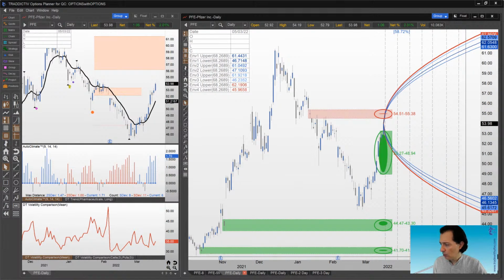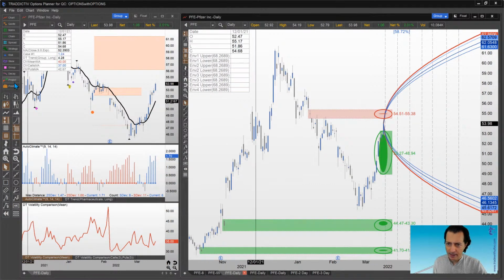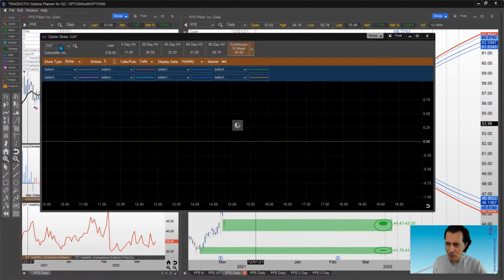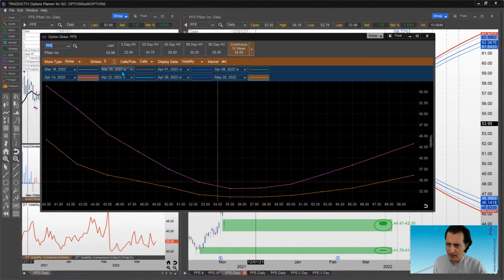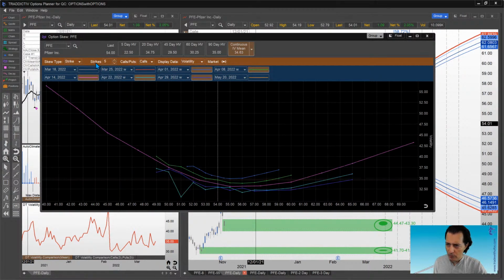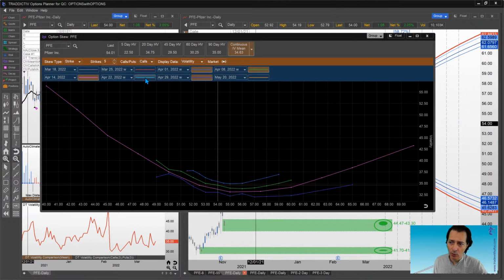Earnings are happening all the way in May 3, so we could use expirations all the way to April 29. Let me try to save a little bit of time by looking at the skews. So April 1, April 8, April 29, April 22. The option seems to be behaving quite normally. It does look like the light blue, which is April 22nd, has much less premium compared to April 29, which is not too normal. So I'm going to ignore April 22.